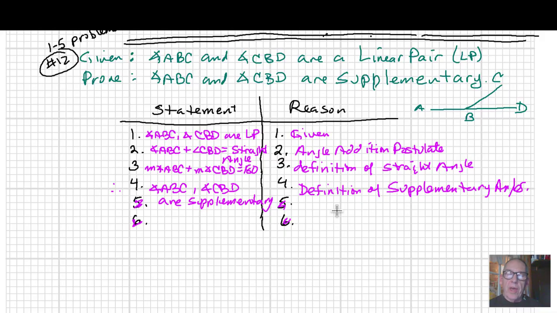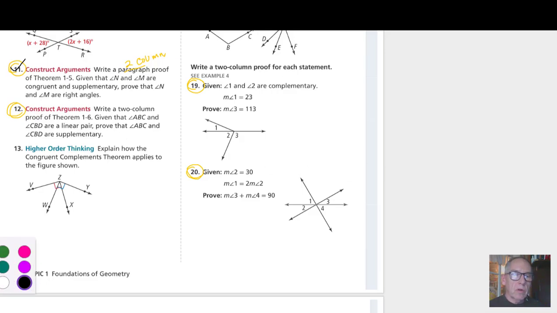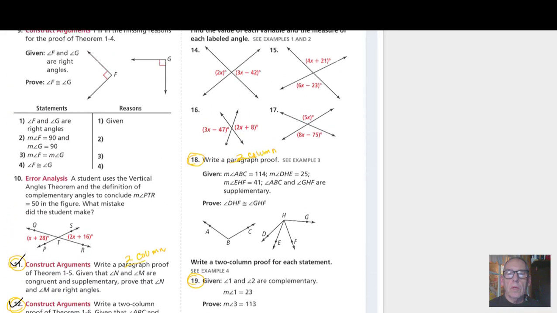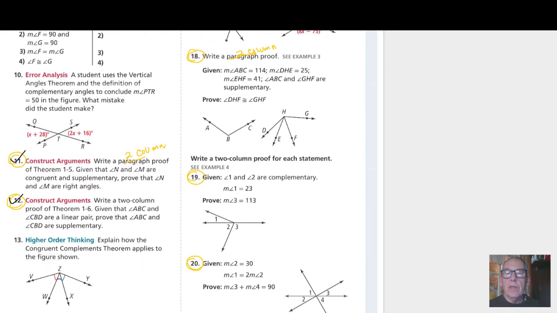Okay, so that's a proof. It may not be the best proof. There may be a different way, but that's the way that I happen to come up with this time through to prove number 12. Okay, let's go back to our problems from the text. So we took care of number 12. Let's look now at number 18.